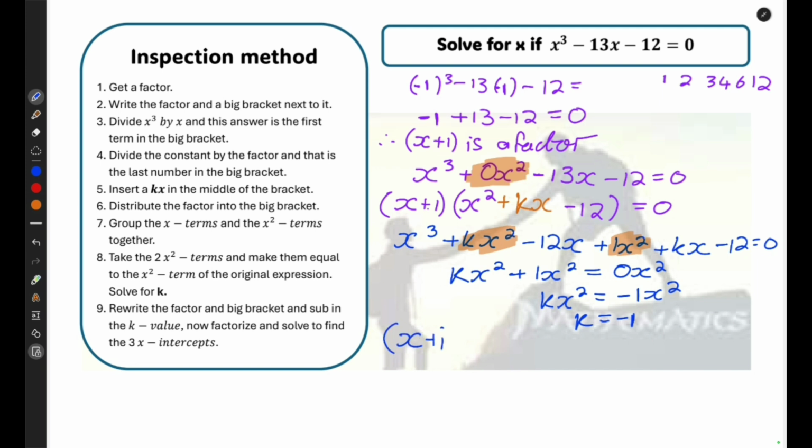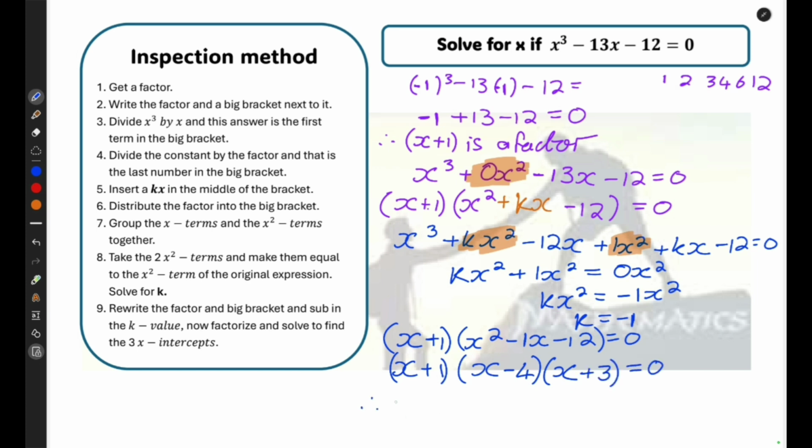Now I go back to the small bracket and big bracket, and I sub in the value. So x plus 1, and then x squared minus 1x minus 12 should equal 0. And now I can just solve that last trinomial. So x plus 1, and then x, it's 12. So 4 times 3 gives me 12.